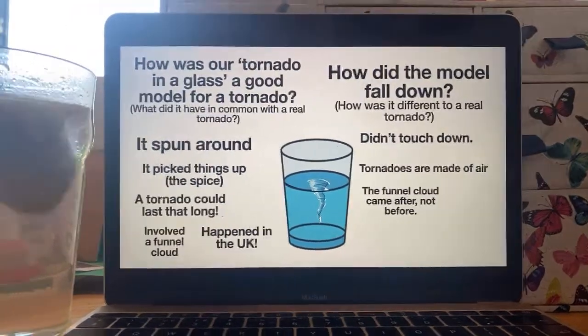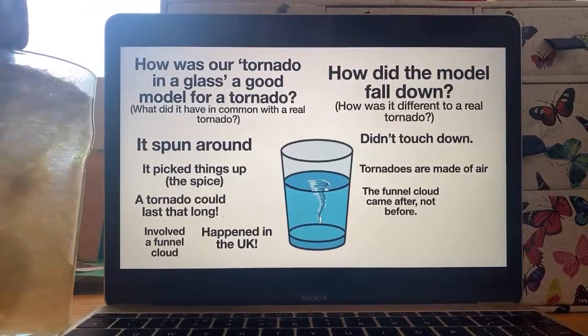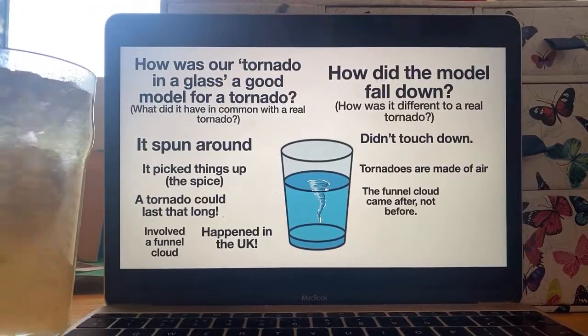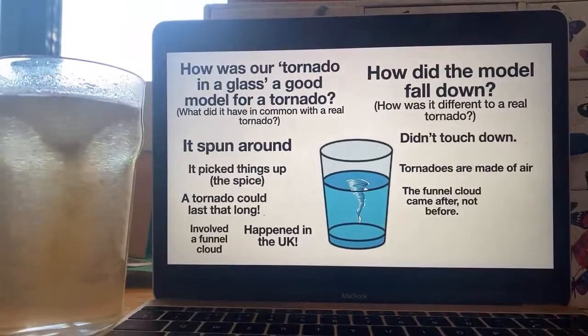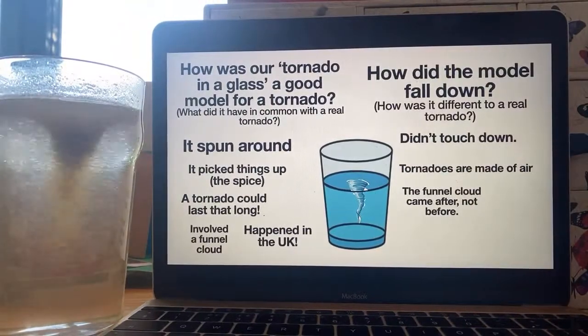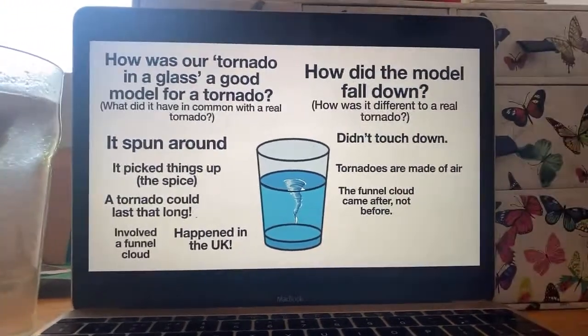So if you manage to touch the bottom of the glass, then you get a tornado, and then later on, as it's starting to fade, you get a funnel cloud. Whereas obviously in real life, you get the funnel cloud and then it touches down.